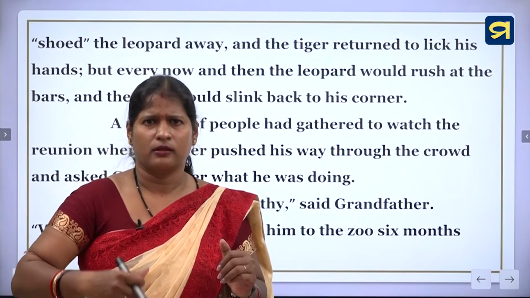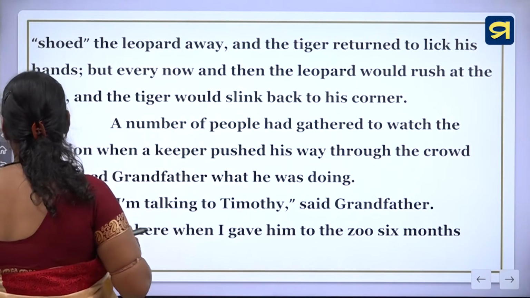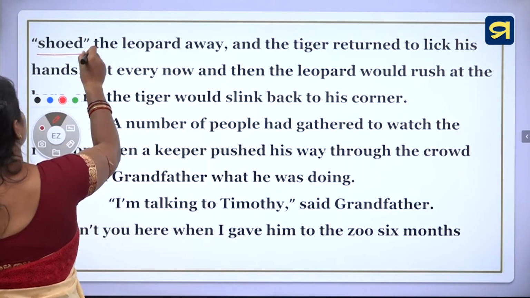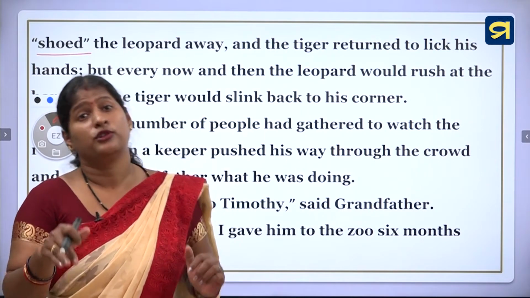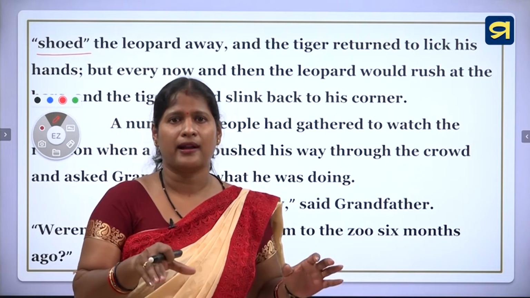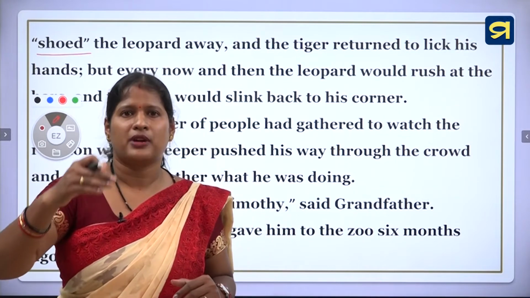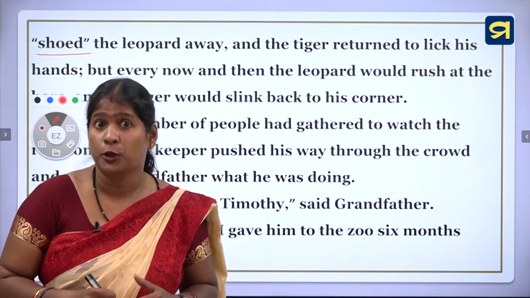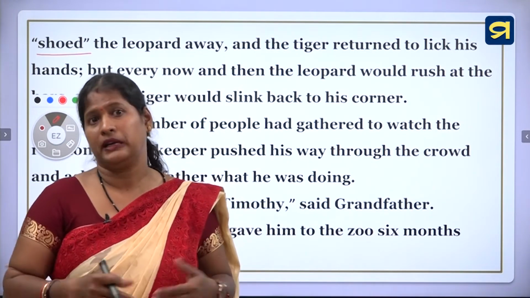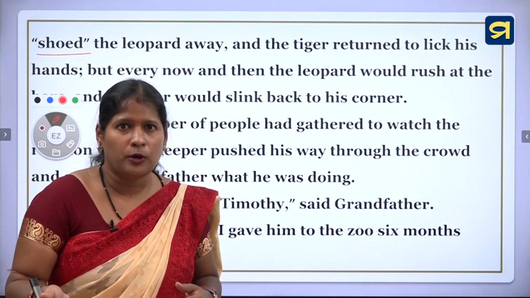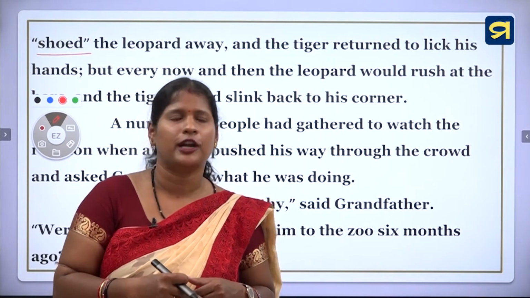Grandfather shooed the leopard away. He drove the leopard away, because he was aware of the fact that the leopard was creating some kind of trouble for the tiger. So he was trying to drive the leopard away. The leopard went away, but after some time again repeated the same thing. Looking at the leopard, again the tiger was feeling frightened. He was feeling afraid.